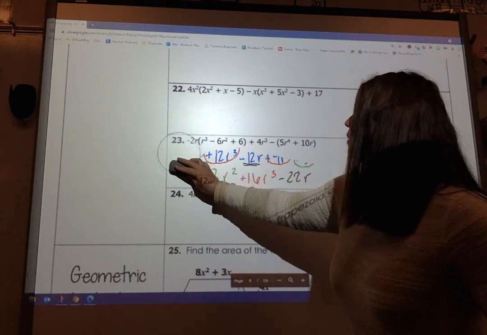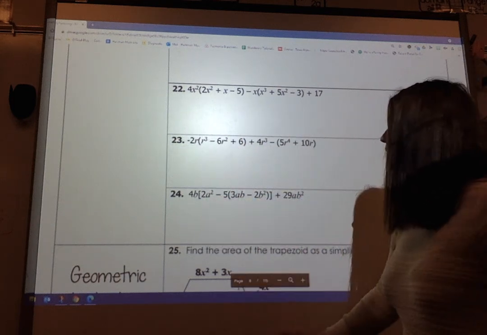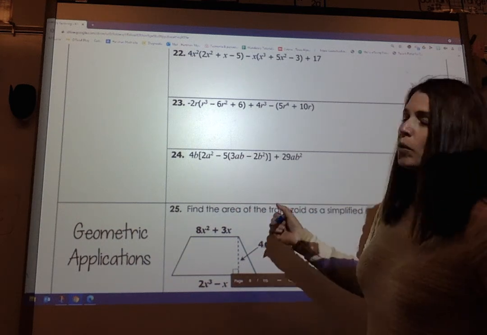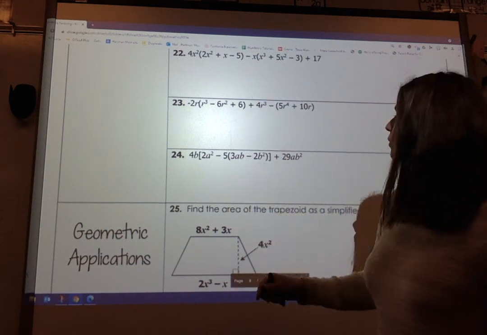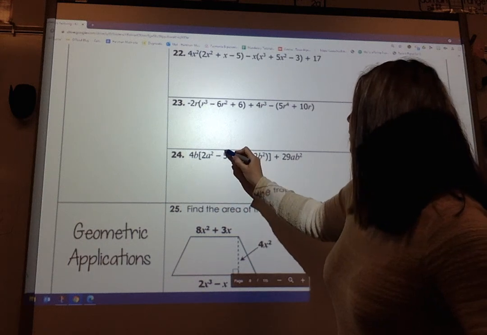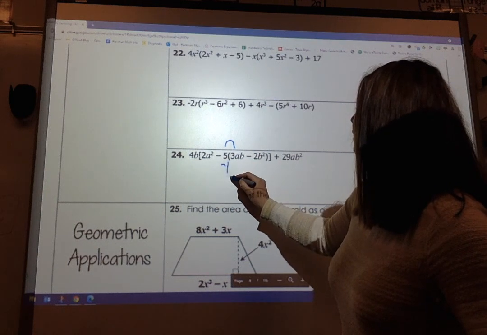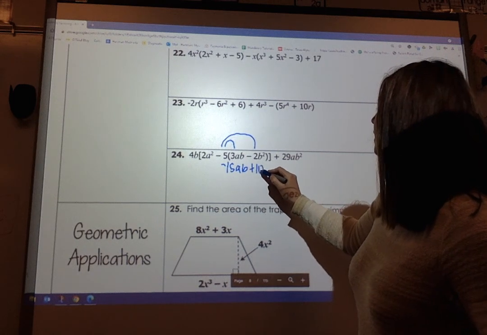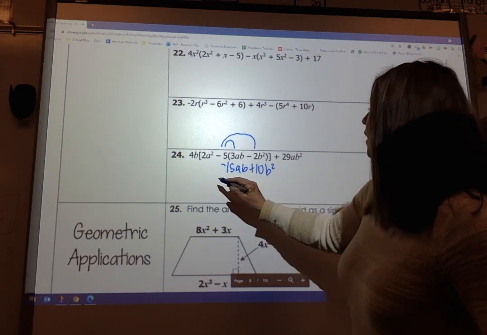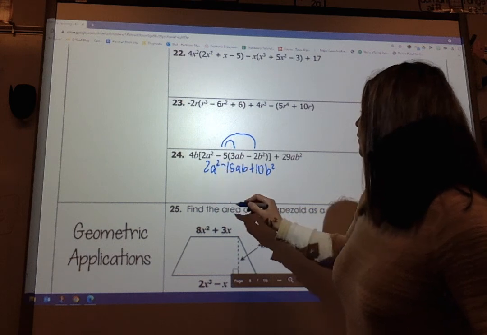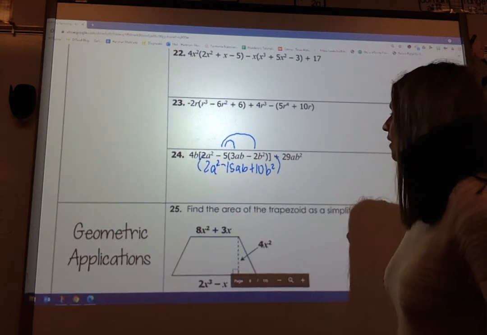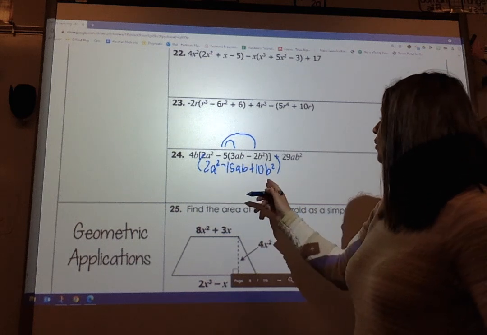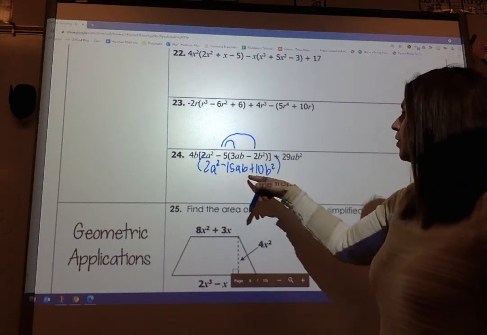All right, let's look at number 24. I work inside parentheses first. So remember, order of operations still rule of our world. So I'm going to come in here, and I'm going to distribute and get negative 15ab. And a negative times a negative is plus 10b squared. And then 2a squared. So I'm still inside these parentheses here. So I got to do all this. So now I'm going to combine like terms, but there are no like terms, so I'm good to go.